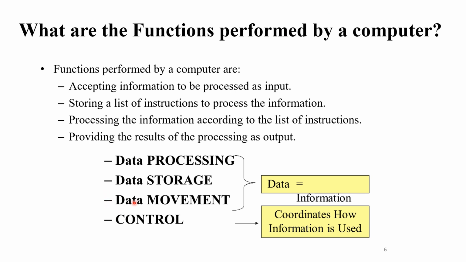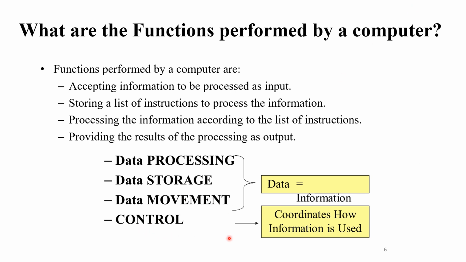The second function involves storing a list of instructions. These instructions, known as software or programs, tell the computer how to process the input data. This storage can be temporary or permanent. The third function is processing the information according to the stored instructions. The computer CPU carries out these instructions to manipulate the input data, performing calculations and logical operations as needed.